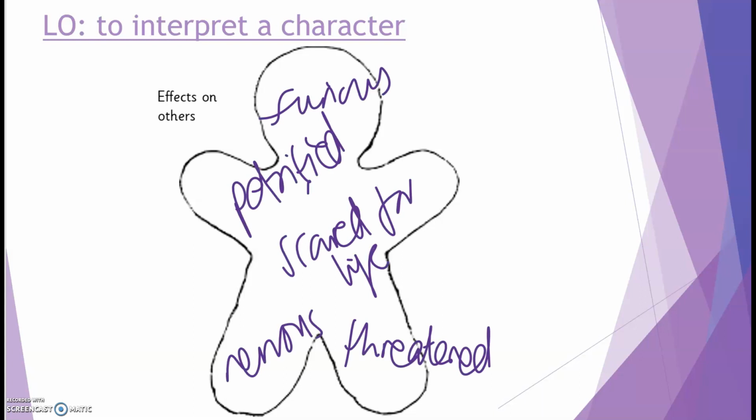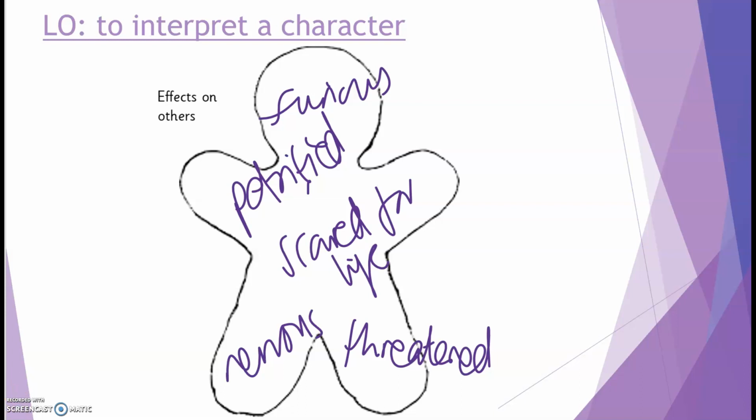So I've written some of the ideas that I've got up on the board for you. You can see I've got words like furious, petrified, scared for life, nervous and threatened. They are all words that are very negative and have negative effects on other people. I think there'll be some people in the village that will be very scared, very anxious, but there'll be also some people in the village that are angry and furious at the situation and how Grendel keeps haunting them. So that's why I've got a range of negative words.